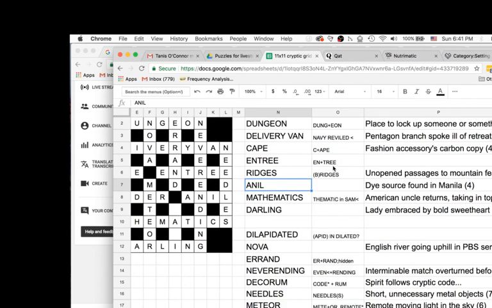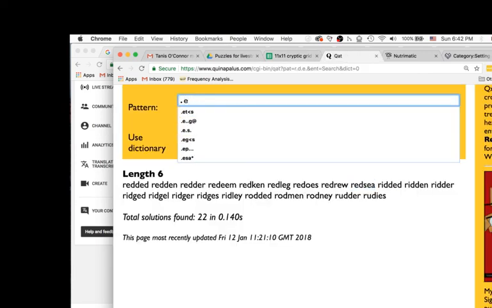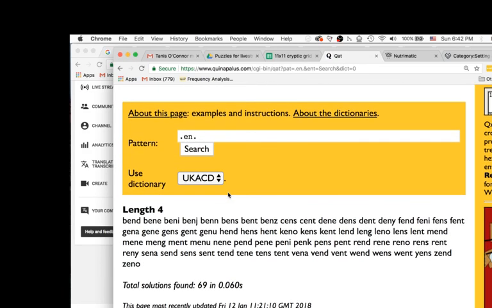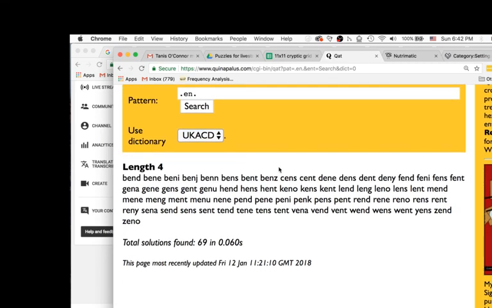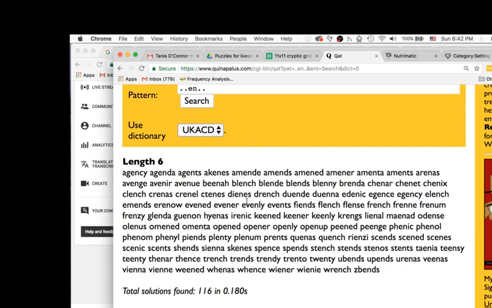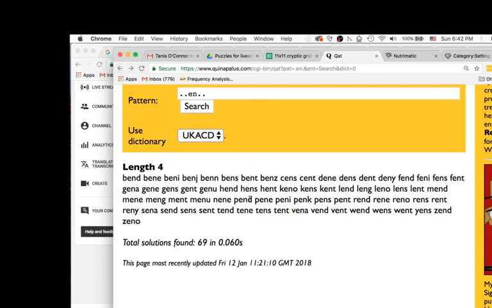Entree, main course, course of. So I'm thinking that EN could be the central letters of something. So let's see, if it's the center of a four-letter word, anything that goes with tree. Not off the top of my head. Let's make it a six-letter word. Again, nothing jumps out. Let me go back to four-letter words. I could have bent tree.